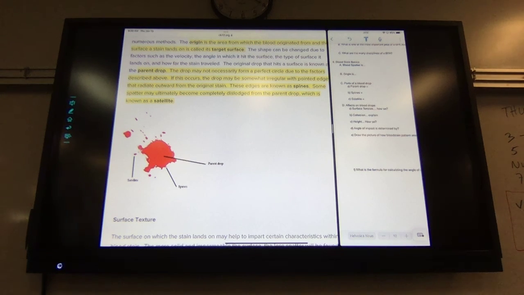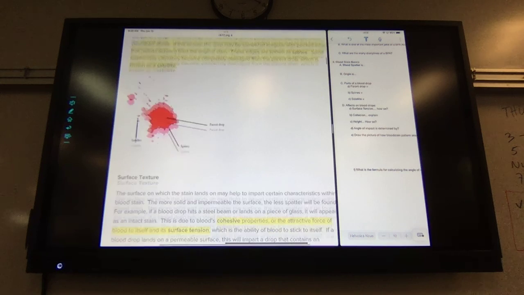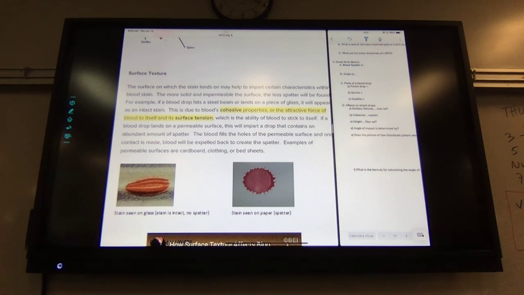So just a few more things to talk about before we get into the action of analyzing bloodstains on the following pages. So the next part of the notes are: what do surface tension, cohesion, height, and angle of impact, how do all of those affect the blood drop?